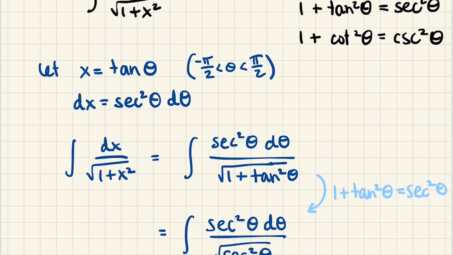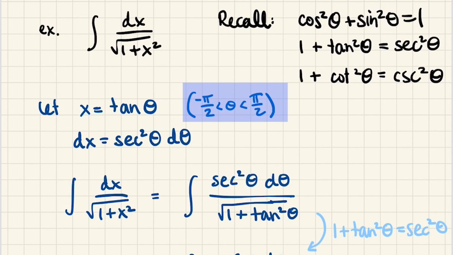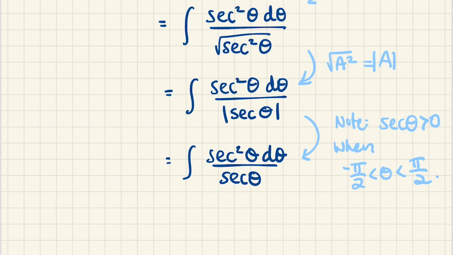So this restriction wasn't just imposed so that we have a well-defined transformation from x over to theta. It was also specifically imposed so that after applying a Pythagorean identity, we would have a positive valued trig function, and therefore the absolute values would not be necessary when taking the square root of the square.